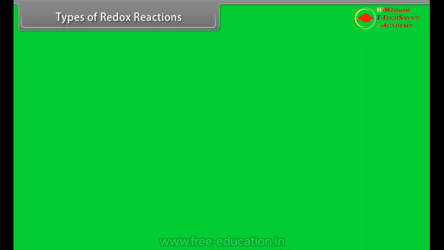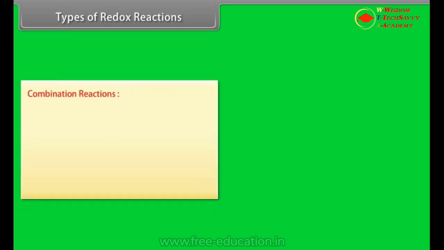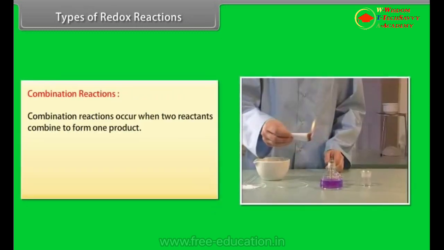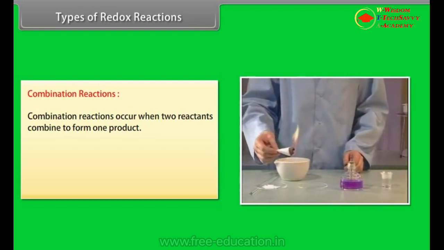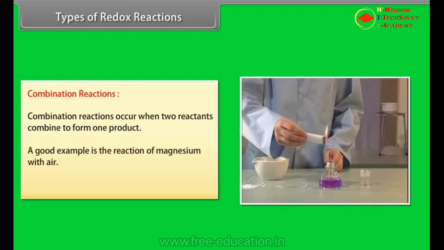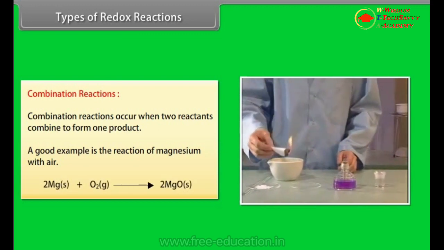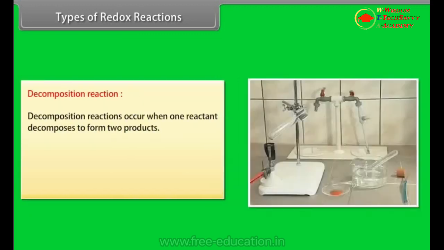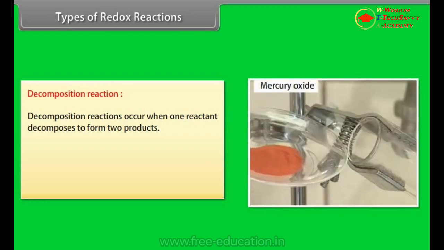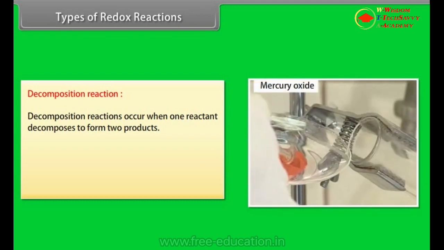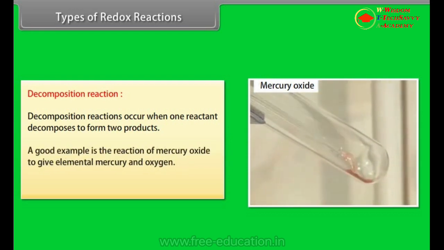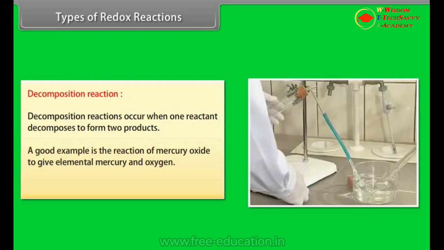Types of redox reactions. Combination reactions. Combination reactions occur when two reactants combine to form one product. A good example is the reaction of magnesium with air. Decomposition reaction. Decomposition reactions occur when one reactant decomposes to form two products. A good example is the reaction of mercury oxide to give elemental mercury and oxygen.